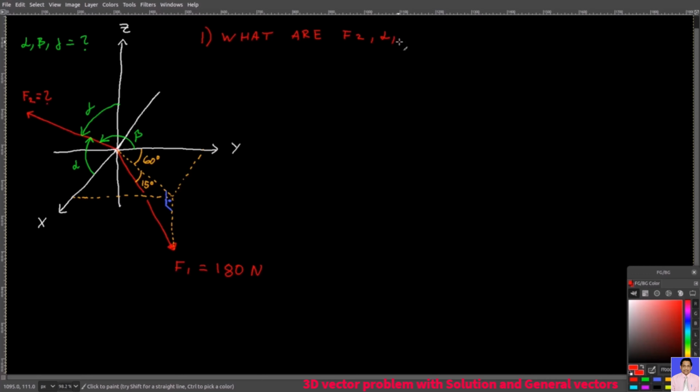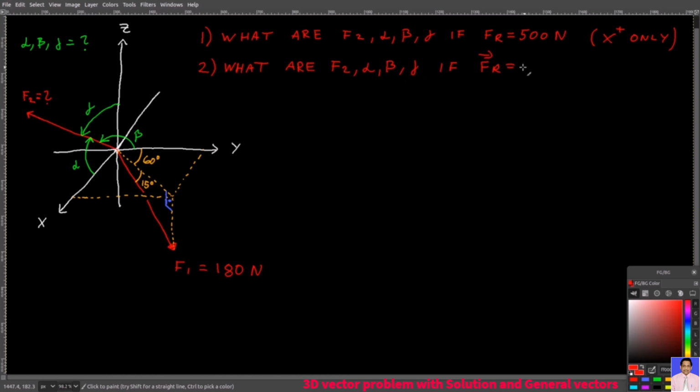First of all, what are F2, alpha, beta, and gamma if the resultant vector Fr equals 500 newtons in the positive x direction only? So your Fr only points in the positive x direction and the magnitude is 500 newtons. So that's the first case. And then the second case is this. What are F2, alpha, beta, and gamma if Fr vector equals 0 vector? So this is what you need to calculate. Try solving it by yourself first, and then I'll show you how I did it.